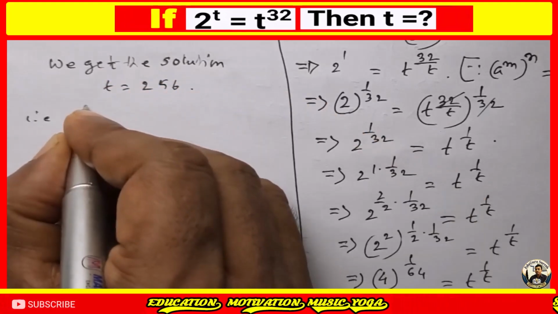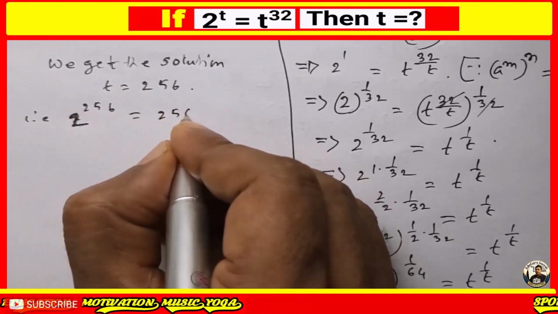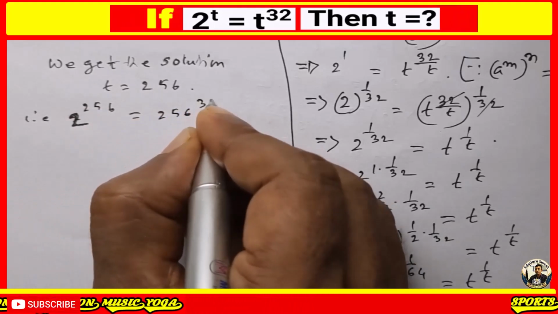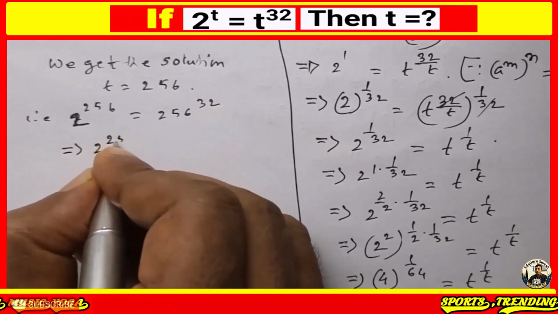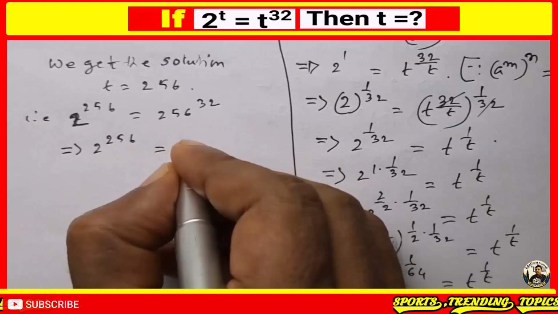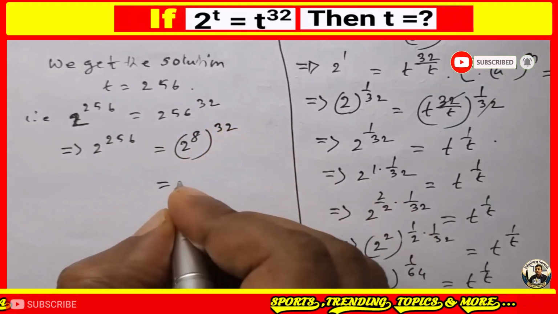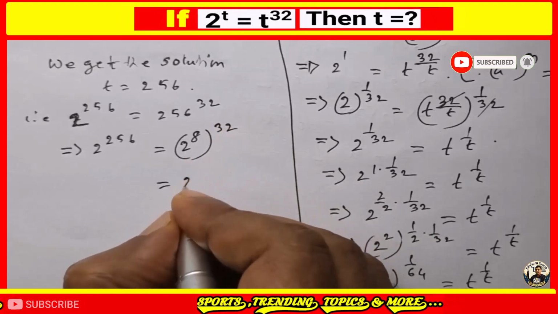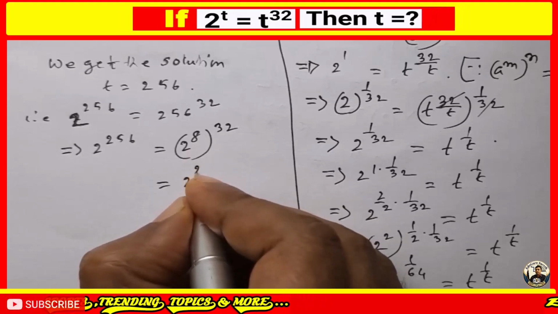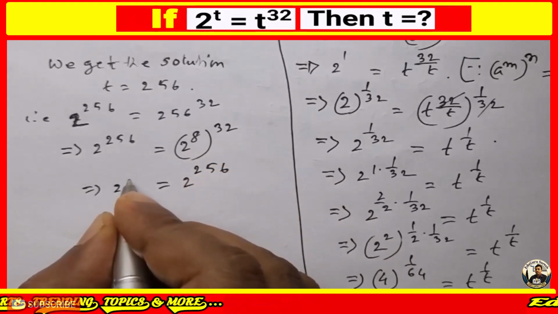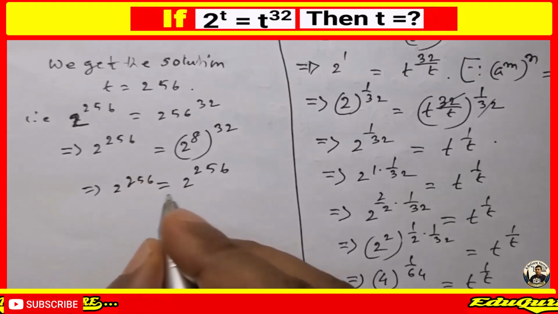That is 2^256 = 256^32. That implies 2^256 = (2^8)^32 = 2^(8 × 32), which means 2^256. So 2^256 = 2^256. Verified.